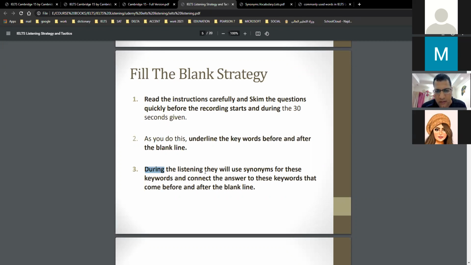During the listening, they will not use the same words. No, they will use synonyms for these keywords. Teacher, I don't understand. Very simple.